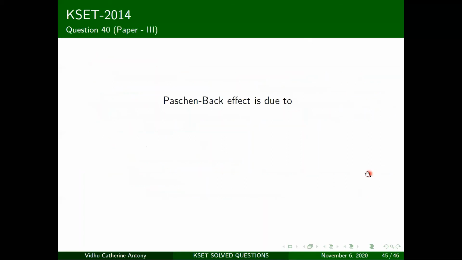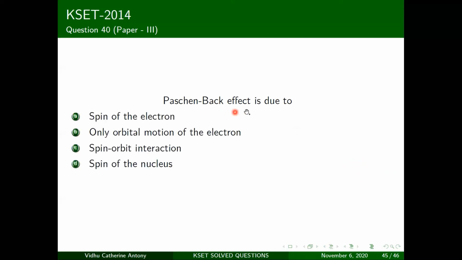Okay, so now we are up to the last question. The Paschen-Back effect. What is the Paschen-Back effect? Basically, it is a sub-case of your Zeeman effect. The Zeeman effect is splitting of spectral lines under the presence of a magnetic field, and the Paschen-Back effect has to do with the amount of magnetic field that you apply. So let's look at what it depends on. The options are: spin of the electron only, orbital motion of the electron, spin orbit interaction, or spin of the nucleus.